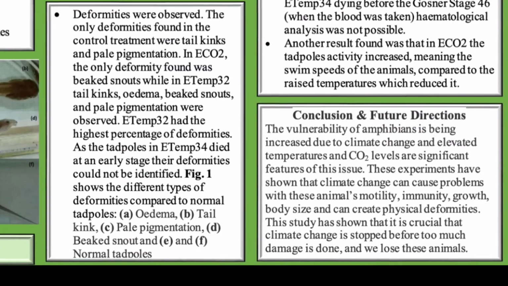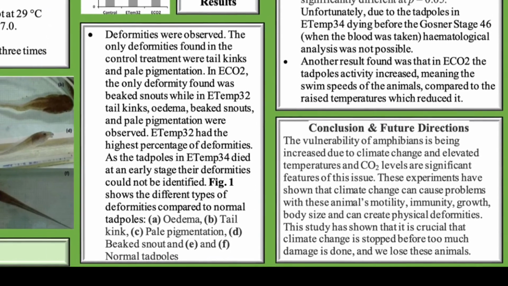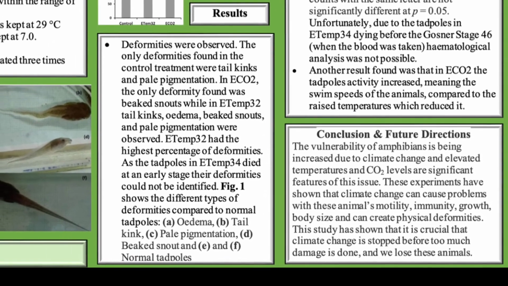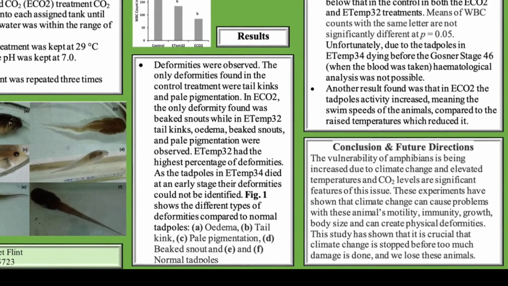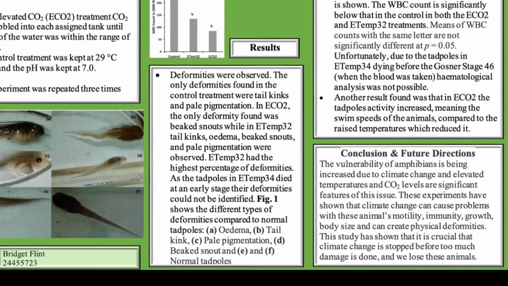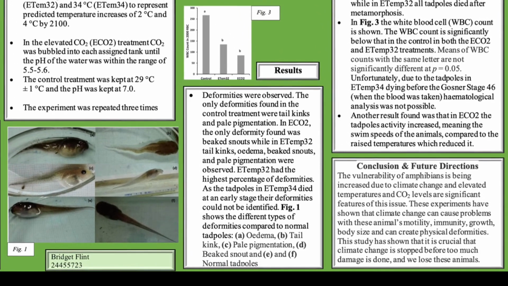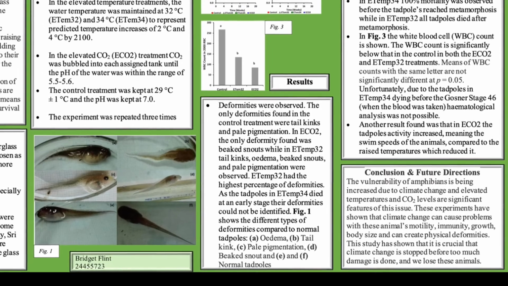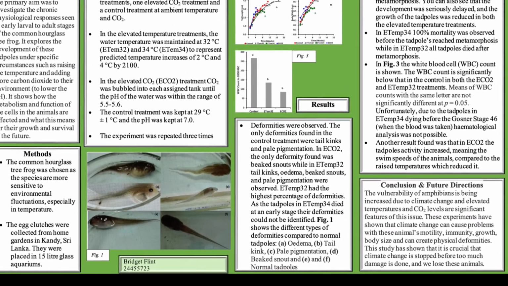Conclusion and future directions. The vulnerability of amphibians is being increased due to climate change, and elevated temperatures and carbon dioxide levels are significant features of this issue. The experiments have shown that climate change can cause problems with animals' motility, immunity, growth, body size, and can create physical deformities. This study has shown that it's crucial that climate change is stopped before too much damage is done and we lose these important animals.